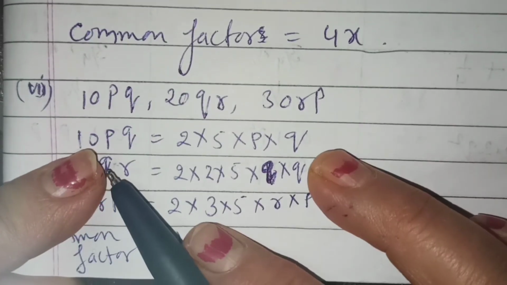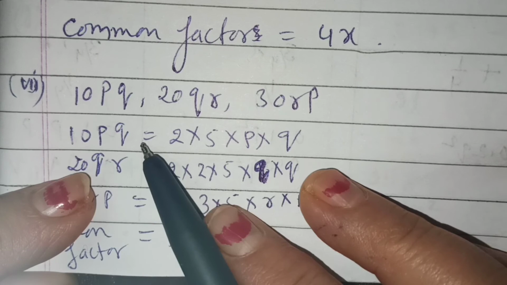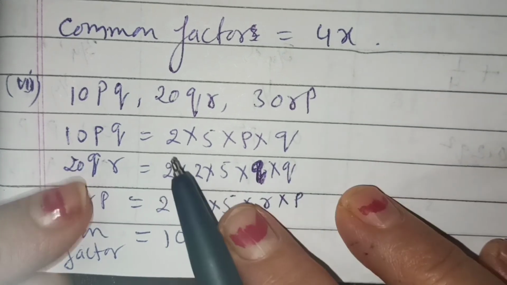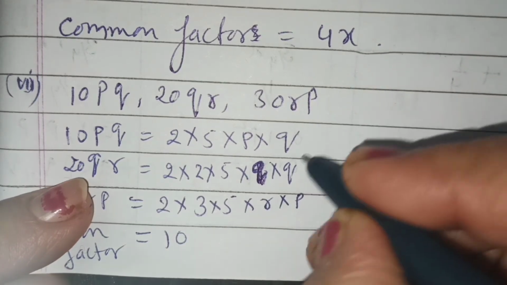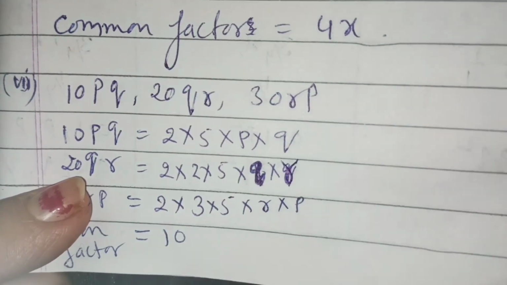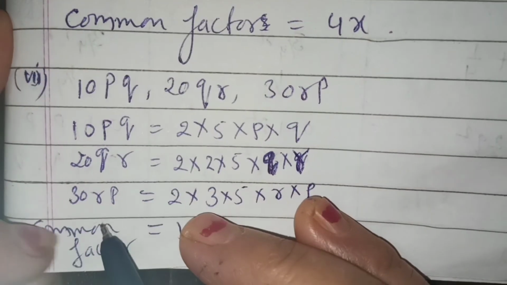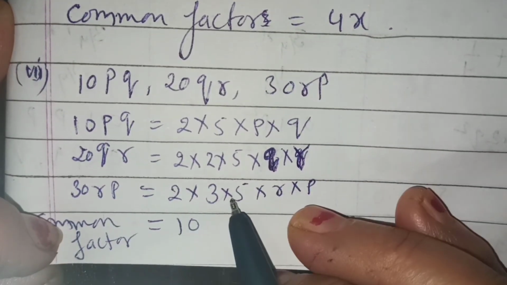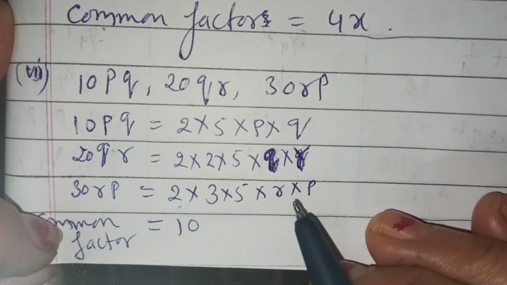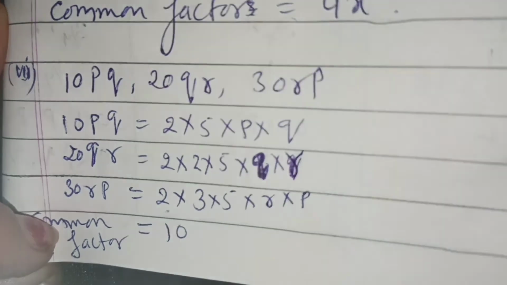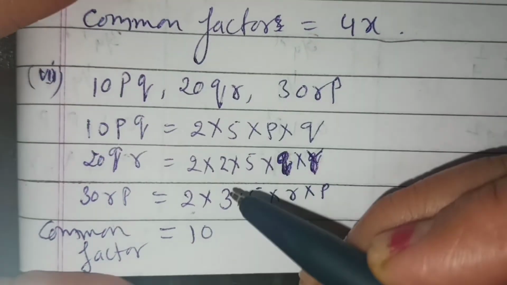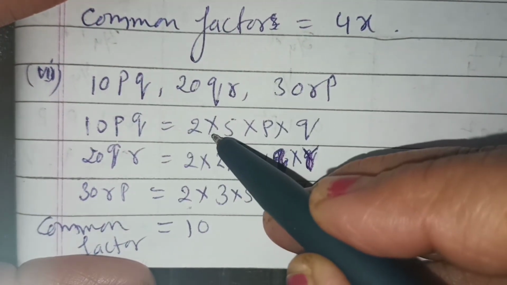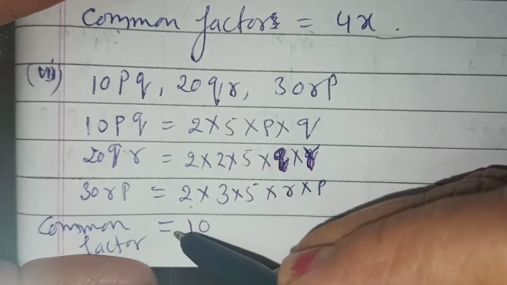Here see, in this question 10PQ means 2 into 5 into P into Q, 20QR is 2 into 2 into 5 into Q into R, and 30RP means 2 into 3 into 5 into R into P. The common factor is 2, 5, so 2 into 5, which is 10, is the common factor.